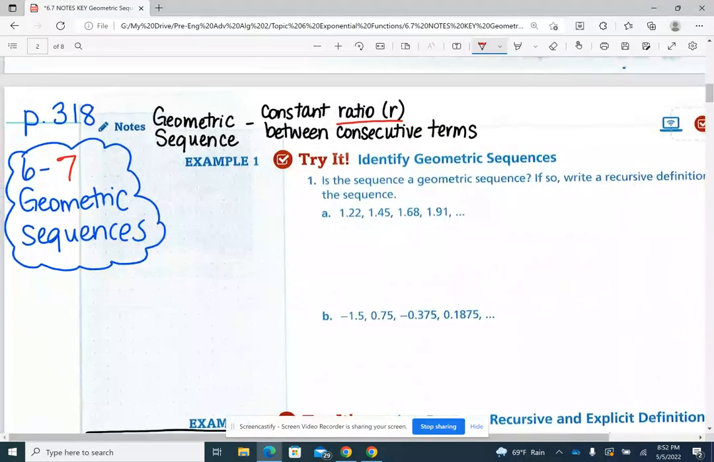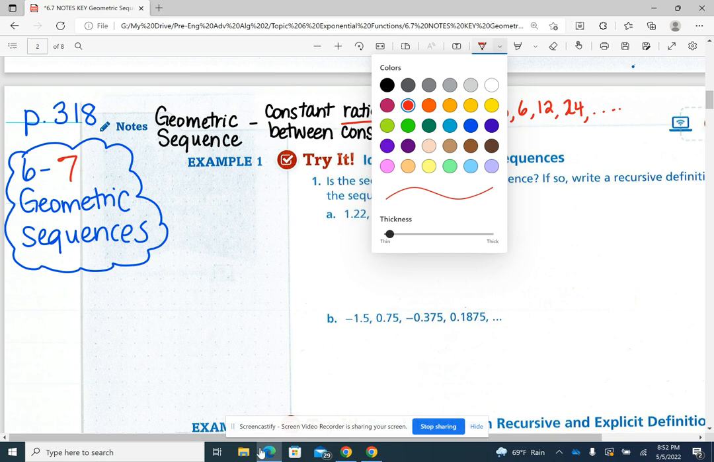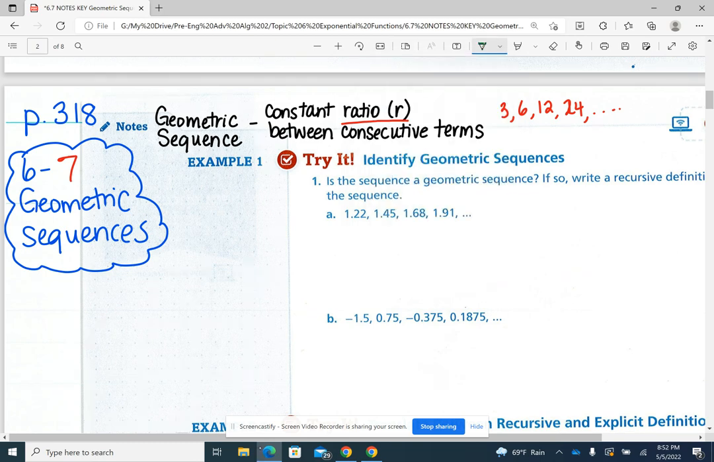A geometric sequence is a sequence where there's a constant ratio between consecutive terms. So here's what I'm talking about. Let's say I had the sequence 3, 6, 12, 24. That's supposed to be a 24. And so on. I would check to see if this were a geometric sequence.